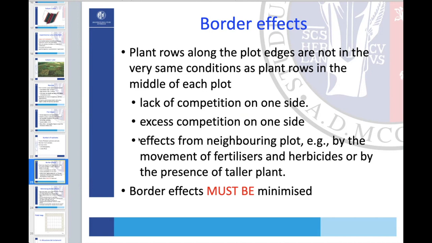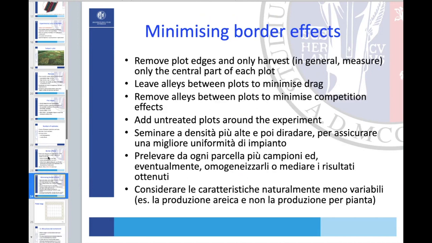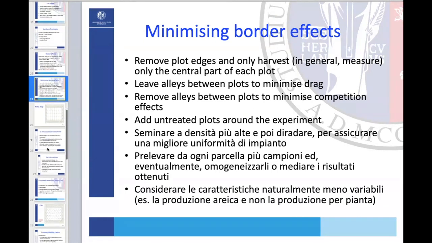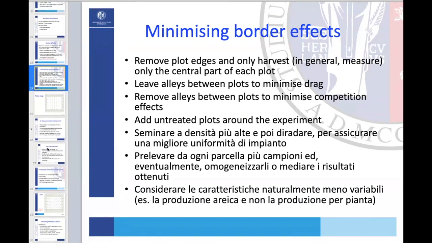And how do we do that? We usually use some techniques. For example, we remove plot edges when we harvest the plot. We remove plot edges and only consider the central part of each plot. This is a very important technique. We don't collect the edges. We just collect the central crop rows.